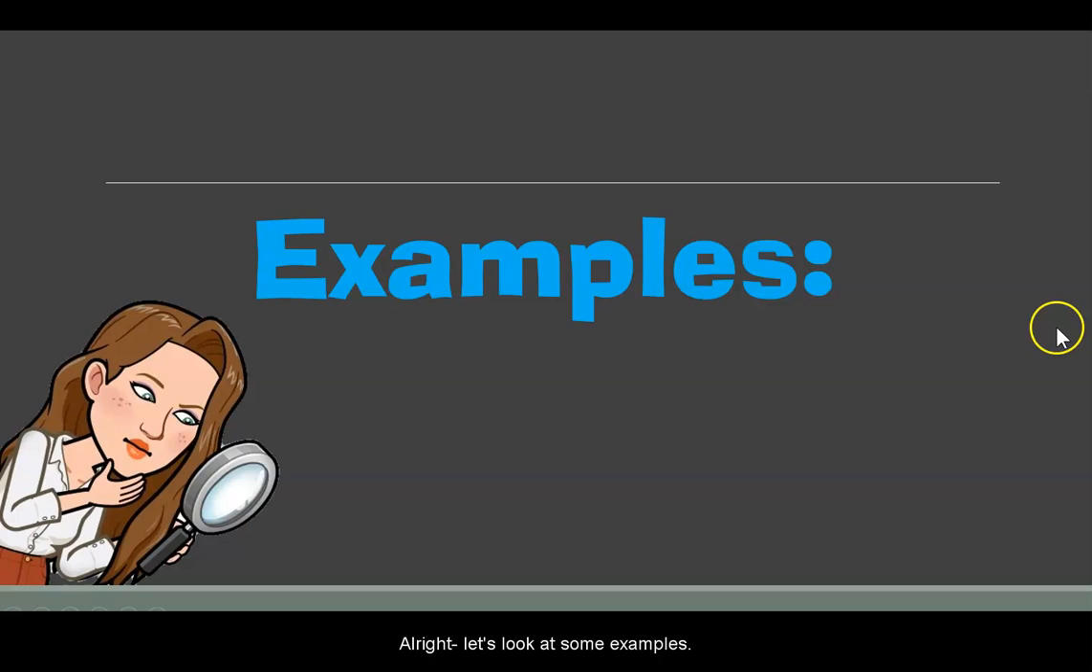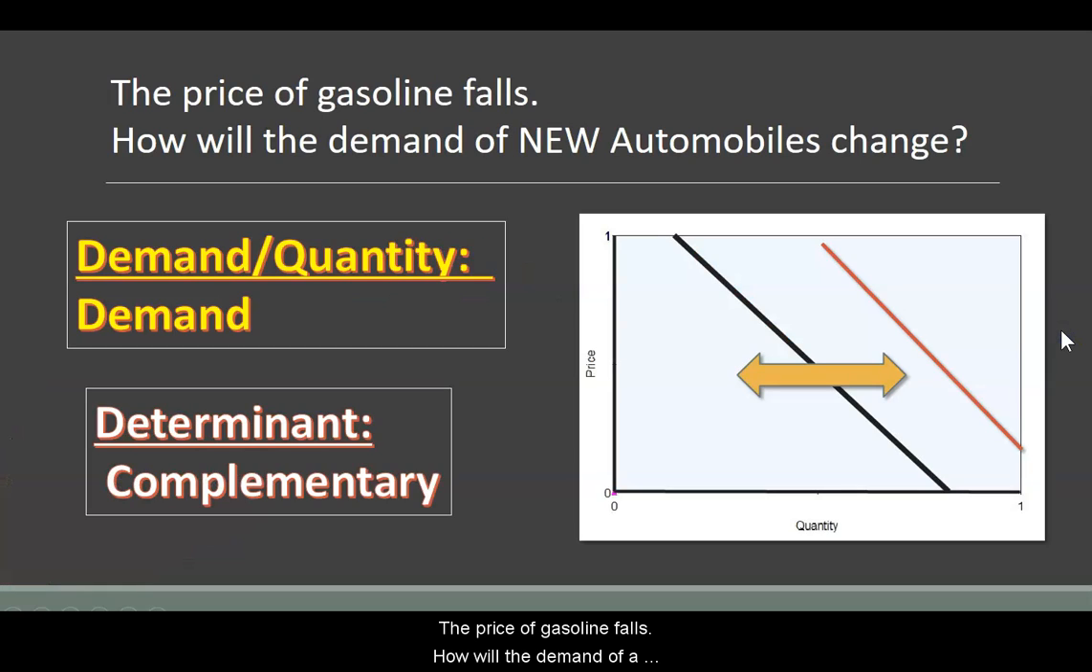Alright, let's look at some examples. The price of gasoline falls. How will the demand of a new automobile change? So we gotta look at a couple things here. How is gas and cars related? Well, if you don't have gas, a car is not going to do you very much good. Therefore, they're complementary goods. If you have one, you want the other. If I have a car, I want gas so I can actually run it.